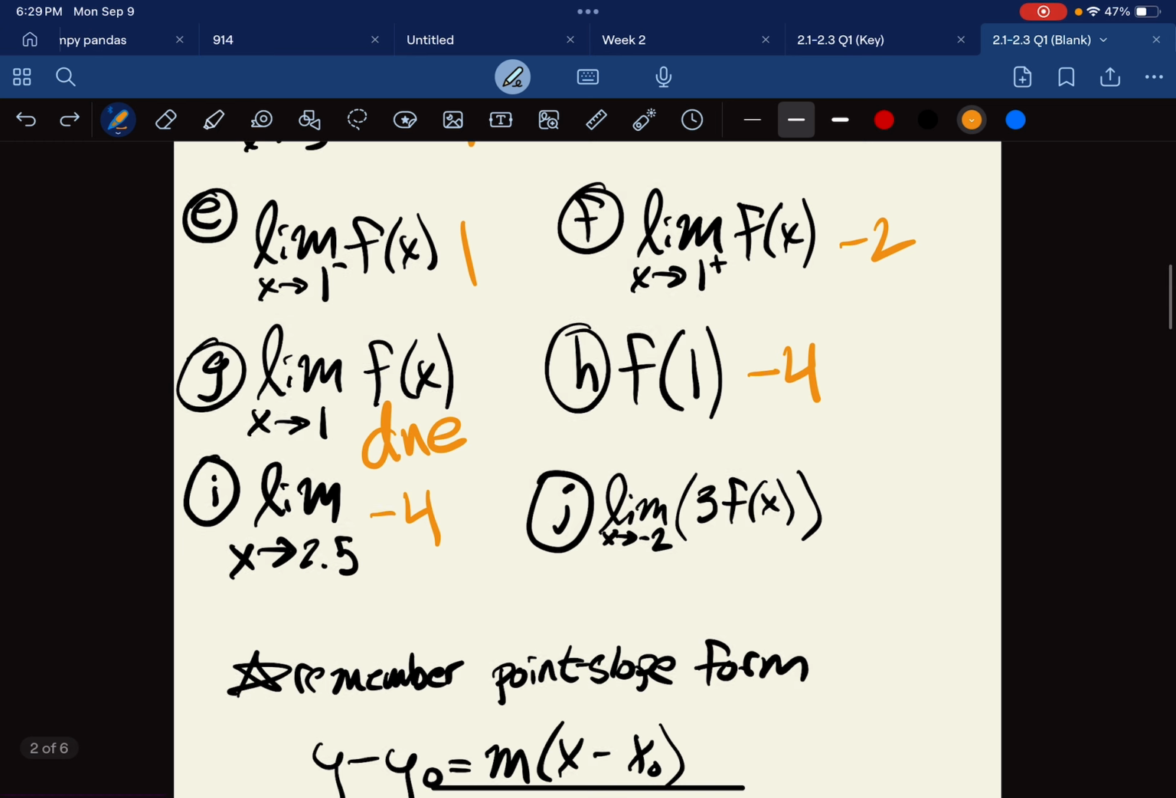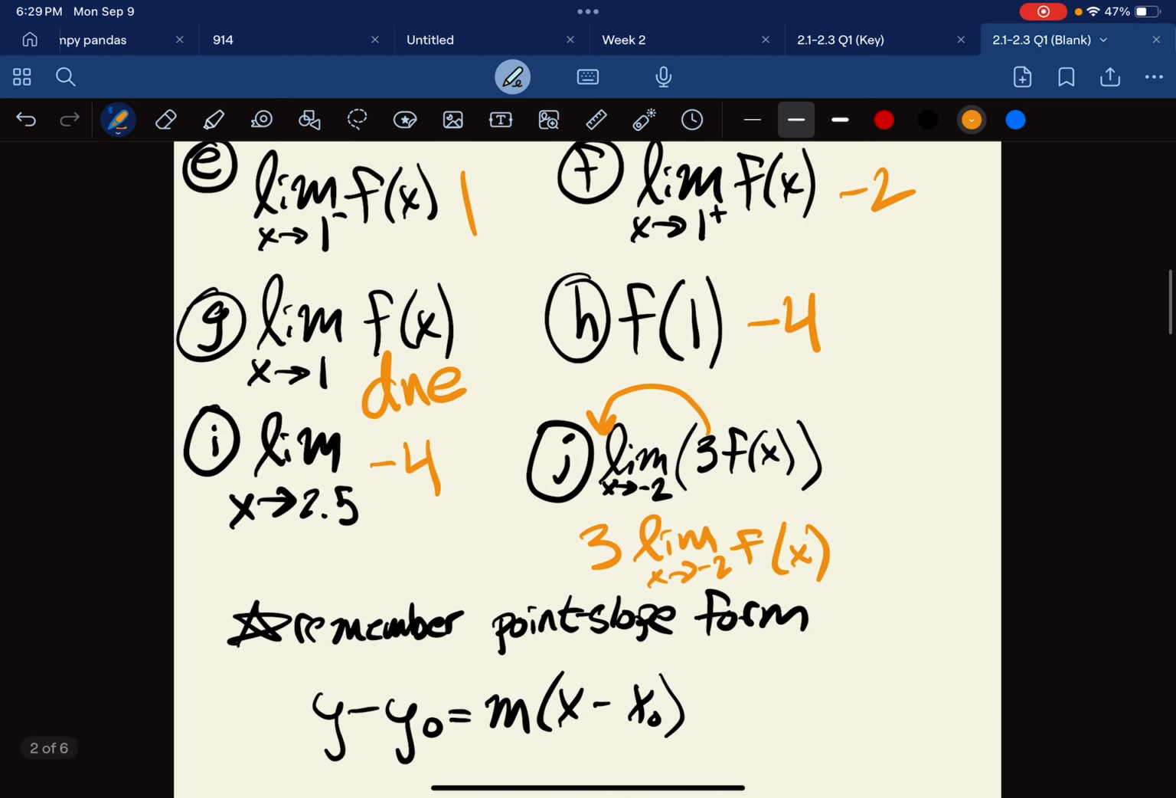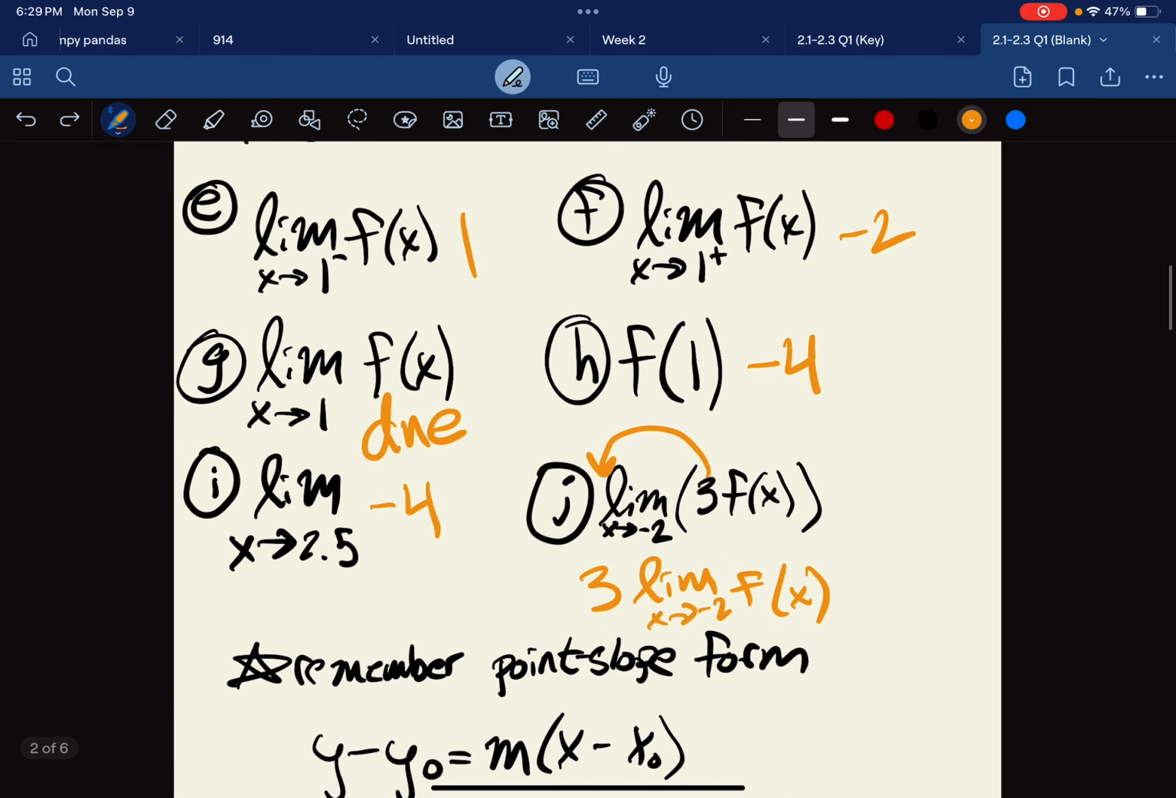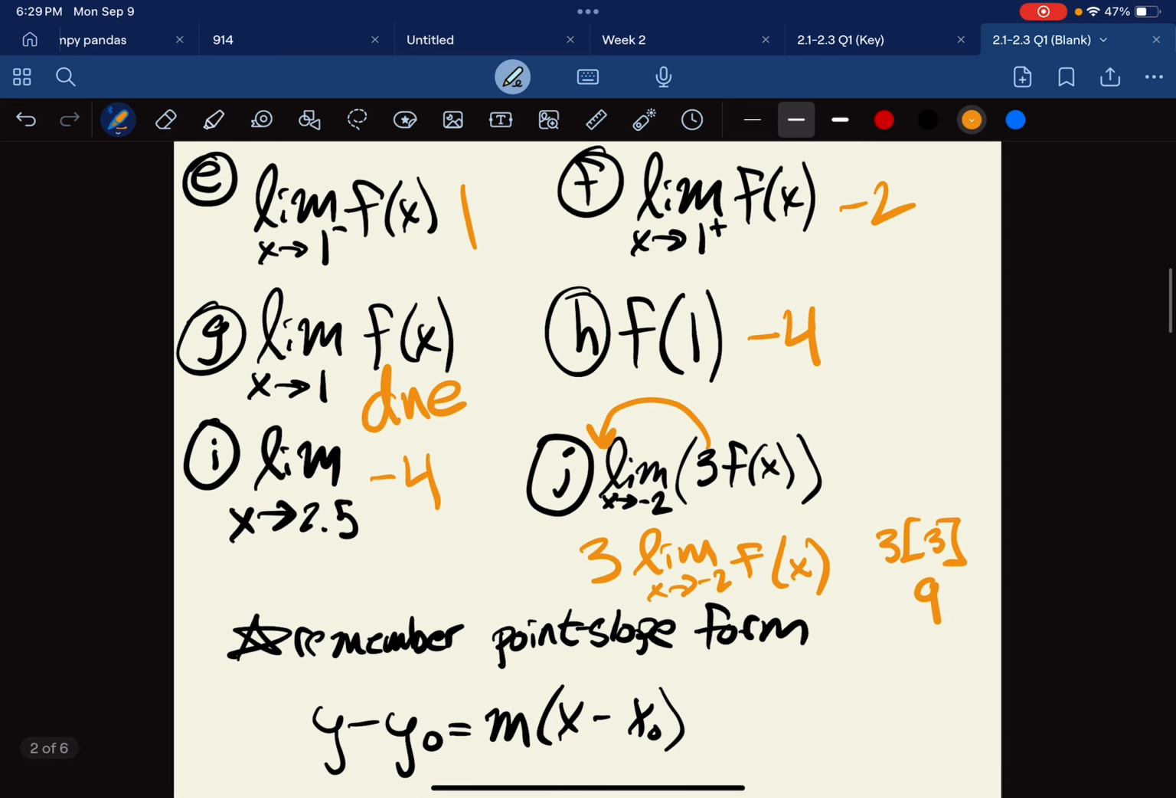Okay, J is a little weird. I'm not sure how important this is, but if you've never seen it before, it'll throw you for a loop. So if you have a constant coefficient out front of something inside of the limit, you can just pull that out front. So that would be the same thing as saying 3 times the limit as x approaches -2 of f of x. So what is the limit as x approaches -2 of f of x? That's going to be like here. I don't know. Let's just say 3. It looks kind of like 3. So that'd be 3 times 3, which is 9. So our answer to J would be 9.